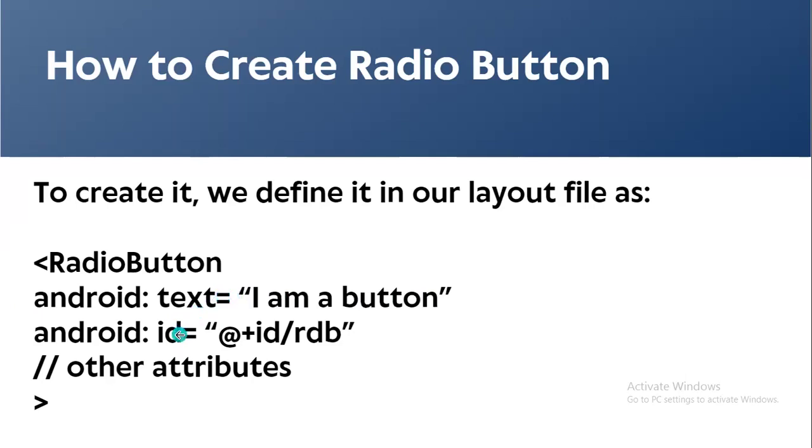And the second, very important property is the ID that you have to set, and we provide the ID by using @+id/, and whatever ID name you want to provide, you can provide after this slash. So one radio button will be added on your screen. Alternatively, you can directly drag and drop from the palette, and you can set properties by using the attribute panel.